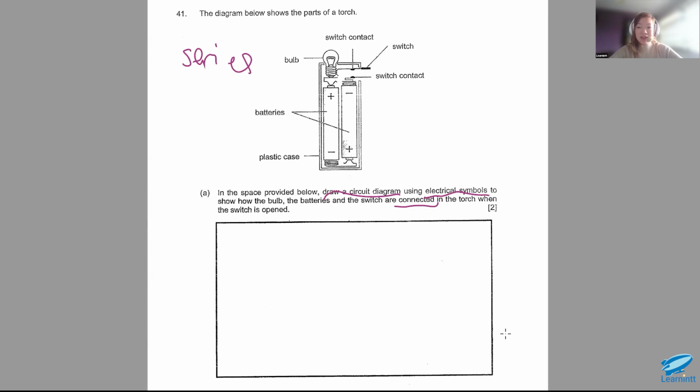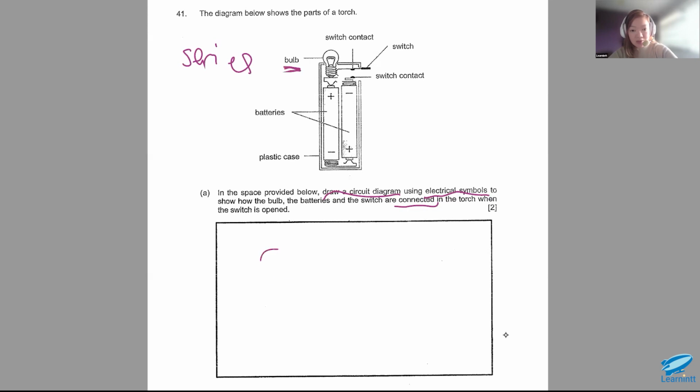Please fill up at least 70% of the space here. Make it loud, make it clear, so that the teacher can see it loud and clear, big and wide, all right? So, one bulb. Okay, so there is one bulb.